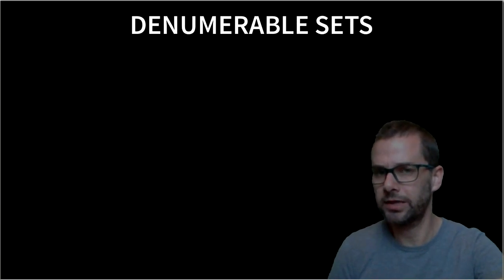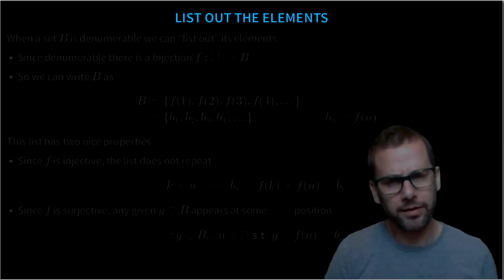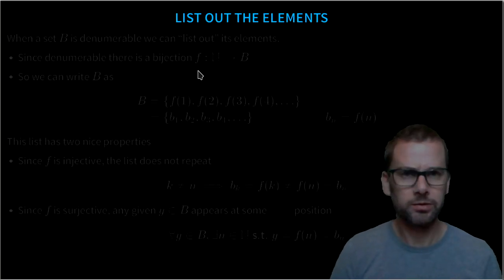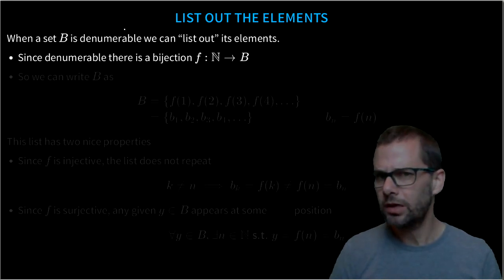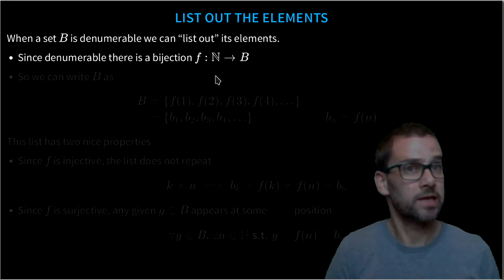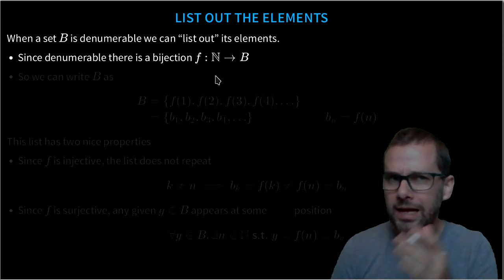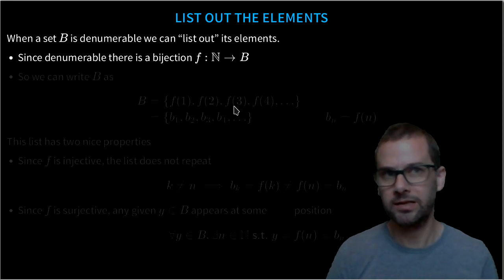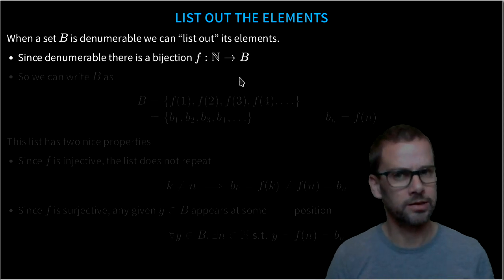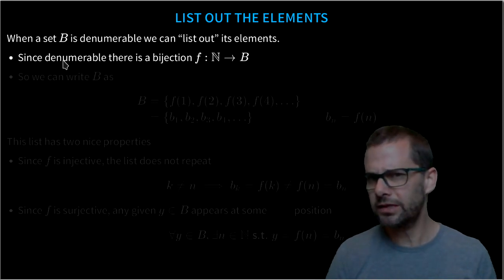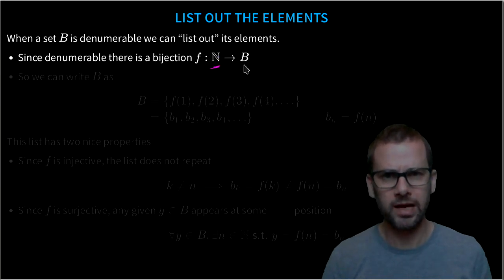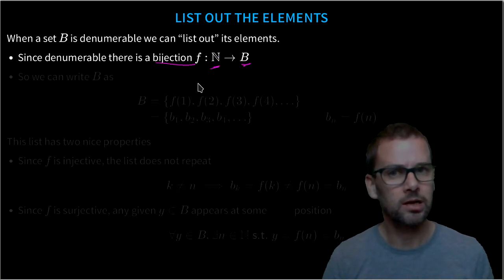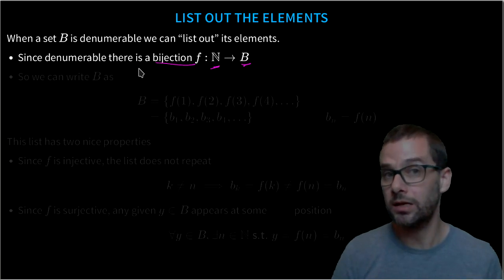So denumerable sets. One of the things that's very interesting about denumerable sets, which is going to help us prove all of these results, is that a set is denumerable means that we can list out its elements. Now that list will be infinite, but we can actually construct a nice infinite list of those elements. And to see this, remember that since a set is denumerable, we have some function that takes us from N to B that is a bijection. And those bijective properties tell us nice things.